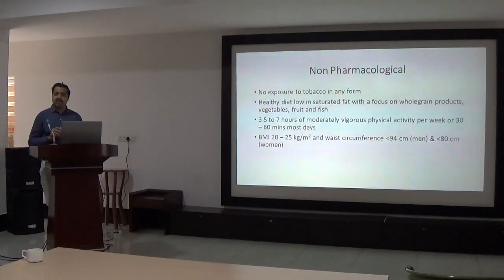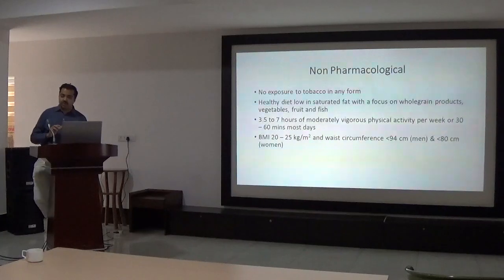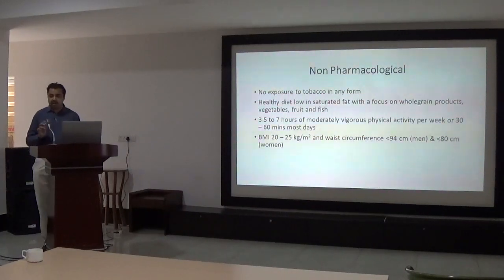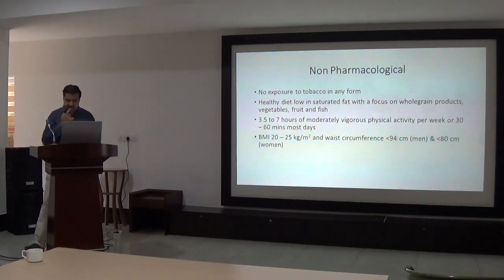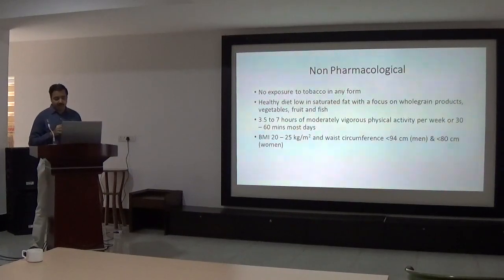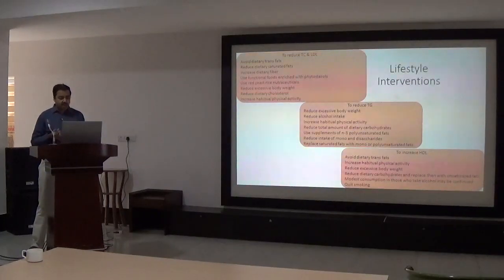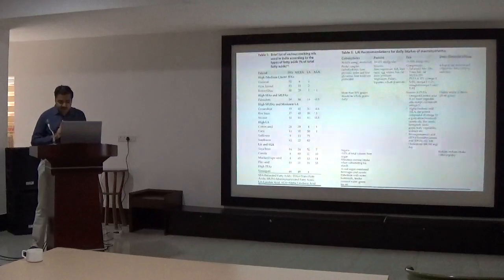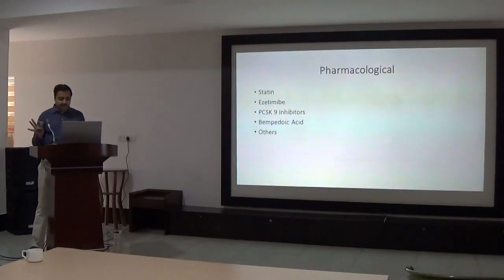Non-pharmacological, all guidelines say no exposure to tobacco in any form. Healthy diet, which is low in saturated fat, focusing on whole grain products, vegetables, fruits and fish. 3.5 to 7 hours of moderate to vigorous activity per week, or 30 to 60 minutes on most days. BMI should be maintained between 20 to 25, and waist circumference should be less than 94 for male and less than 80 for woman. I am not going into dietary details because that is another lecture per se.